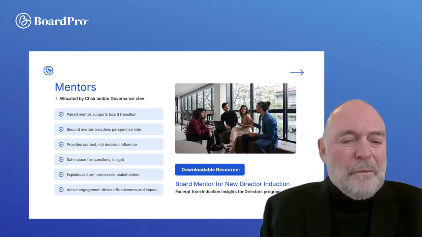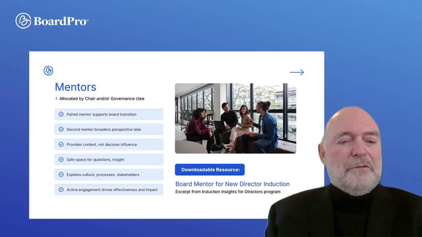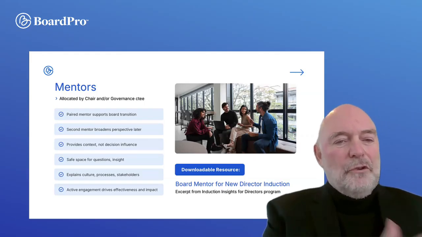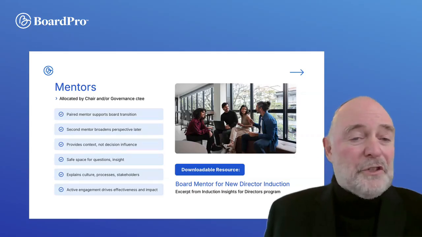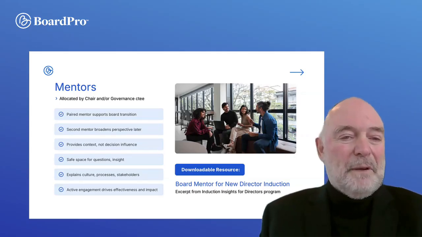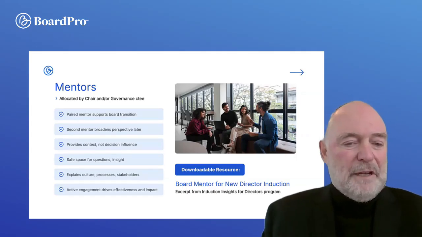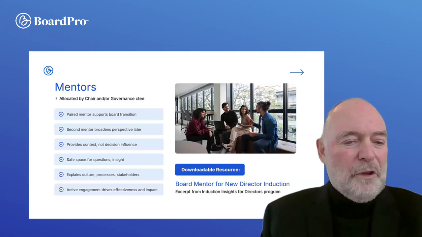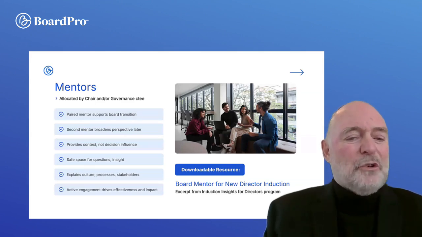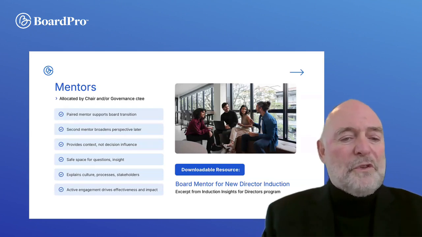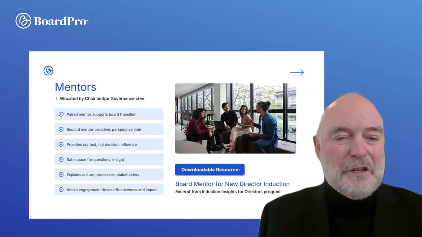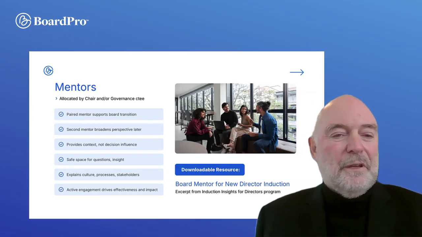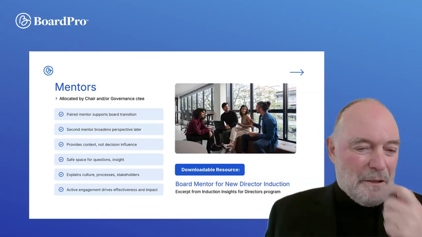the paired mentor supports the transition of that new director into the integration of the board, still being their own person, still bringing their unique perspectives, but helps them make that transition much more easily. The second mentor that they get in the second month broadens their perspective. Now we start to get into behavioural stuff. We now start into the DNA of the organisation.